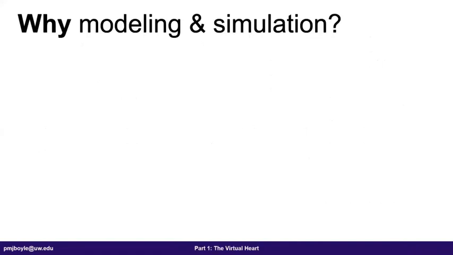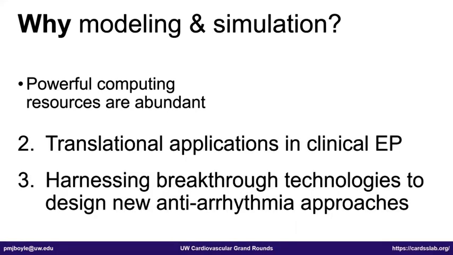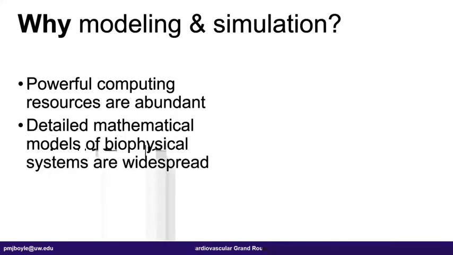So to begin, why would we want to model or simulate the heart? Well, powerful computing resources are becoming more and more abundant. We have an incredibly robust supercomputing ecosystem here at UW. The supercomputer we use is called HYAK. And it's very large and very nice and inexpensive to use. And plus there's an emerging propensity for cloud-based supercomputing that anyone can access. And so we think that in the next 10 years, there's going to be an increasing democratization in terms of access to supercomputing at a low cost. Detailed mathematical models of biophysical systems, including the action potentials of cardiomyocytes, are widespread and relatively straightforward to implement.